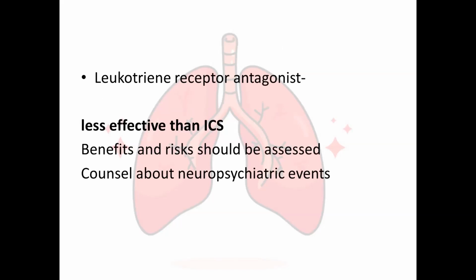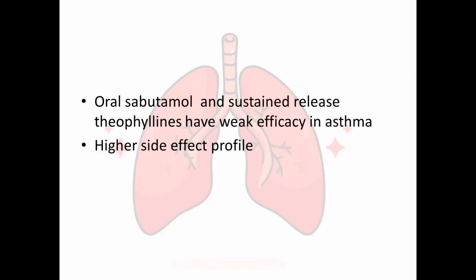Then a few words about leukotriene receptor antagonists that we use frequently for the treatment of asthma. GINA says these are less effective than inhaled corticosteroids in the management of asthma. So when giving leukotriene receptor antagonists, the risk-benefit ratio should be assessed, and always counsel the patient about neuropsychiatric events associated with the long-term use of leukotriene receptor modifiers. Unfortunately, oral salbutamol and sustained release theophylline have weak efficacy in asthma treatment, and they also have a higher side effect profile.